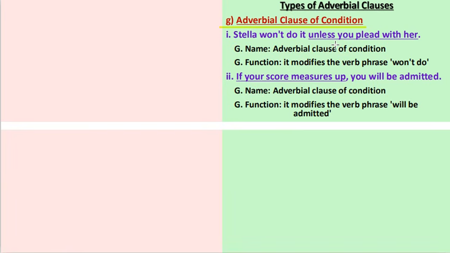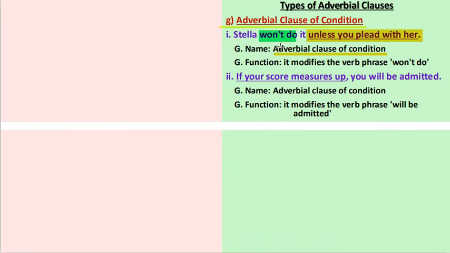Example 1 says, Stella won't do it unless you plead with her. Unless you plead with her is an adverbial clause of condition, and it tells us that this person must plead with Stella before she does whatever she wants her to do. Grammatical function, it modifies the verb phrase won't do.